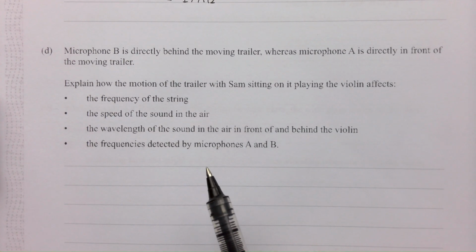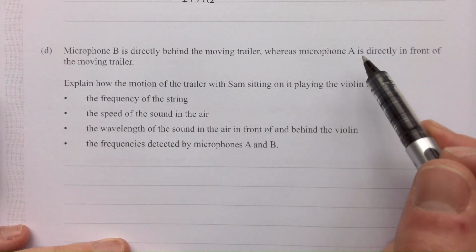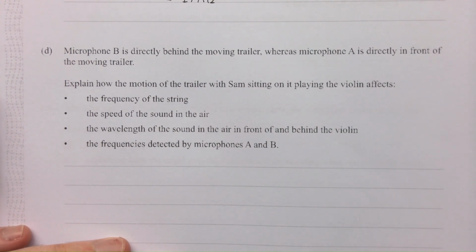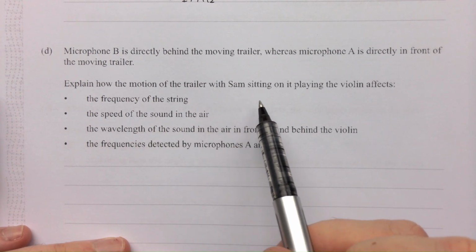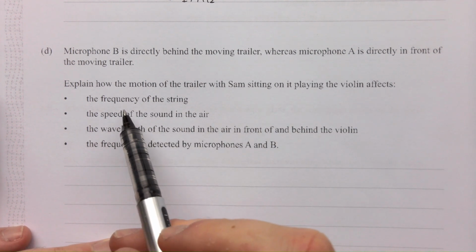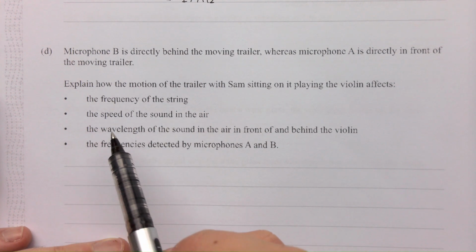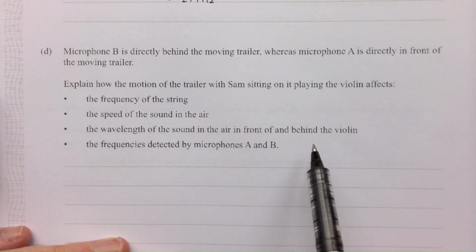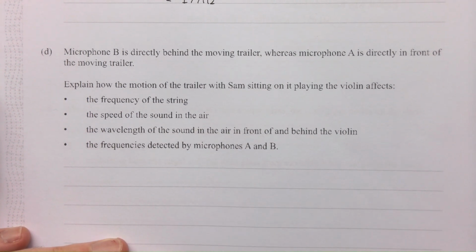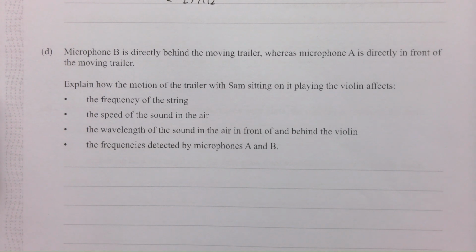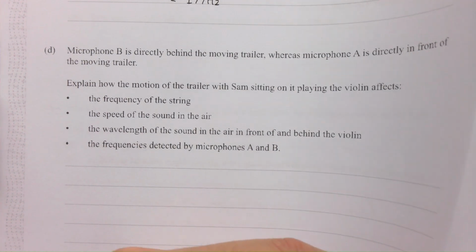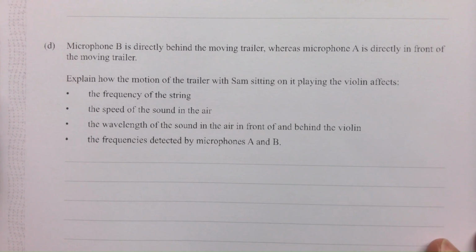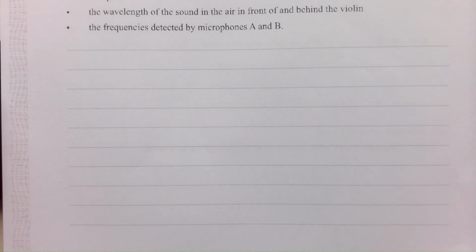Microphone B is directly behind the moving trailer, whereas microphone A is directly in front of the moving trailer. Explain how the motion of the trailer with Sam sitting on it playing the violin affects the frequency of the string, the speed of the sound in the air, the wavelength of the sound in the air in front of and behind the violin, and the frequencies detected by microphones A and B. Now, this is an explain question, and it's given us 4 bullet pointy clues to help, but not a lot of space, only about 10 or so lines in which to write it.